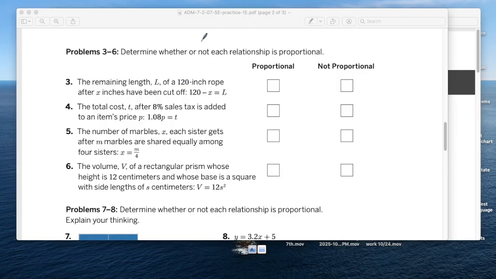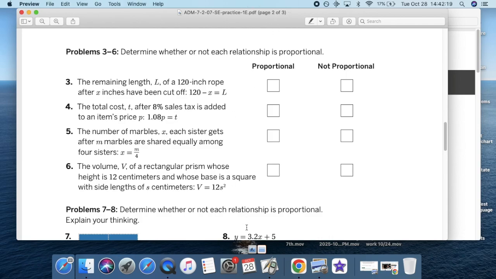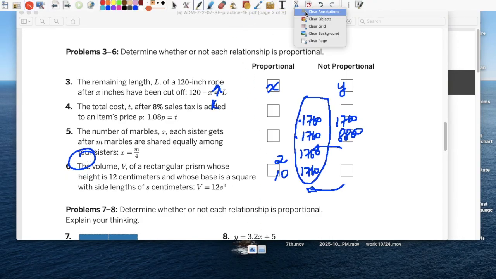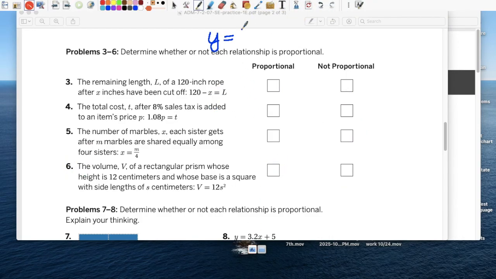While I need a couple of minutes, I want you to remember that for any proportional relationship, the equation comes in this format. y equals kx, right? That's it. That's the equation of a proportional relationship.